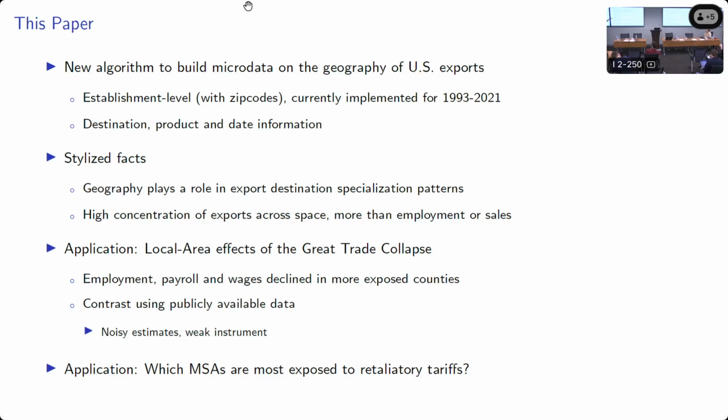To highlight that, we're going to then have one application. That application is going to focus on the Great Trade Collapse. We're going to study the local area effects of the Great Trade Collapse, of the decline in exporting during the Great Trade Collapse. And I'm going to show you that in an IV specification, employment, payroll, and wages declined in counties that were relatively more exposed to foreign demand shocks.